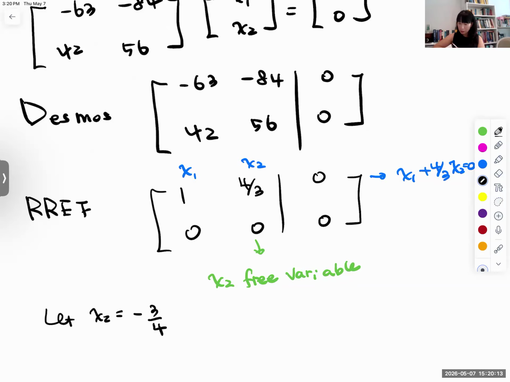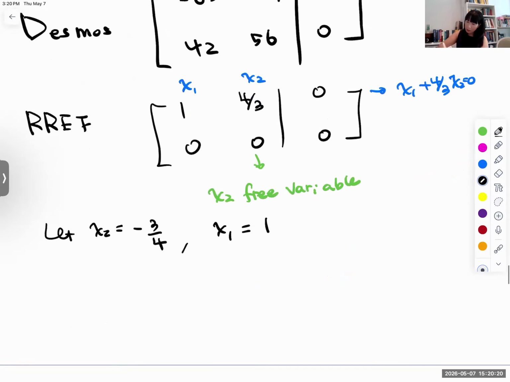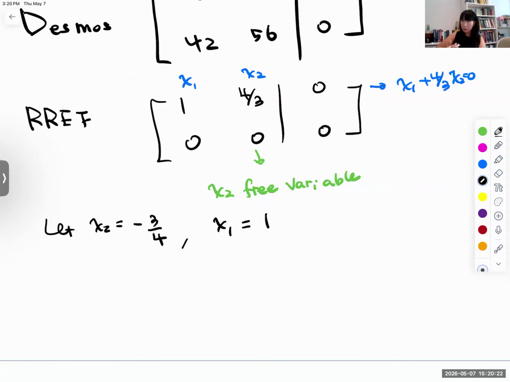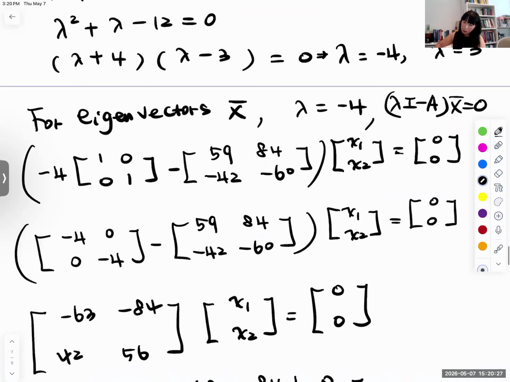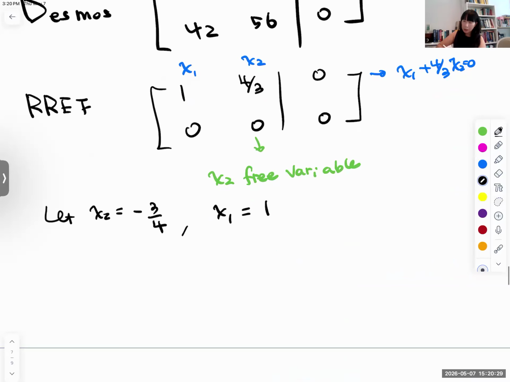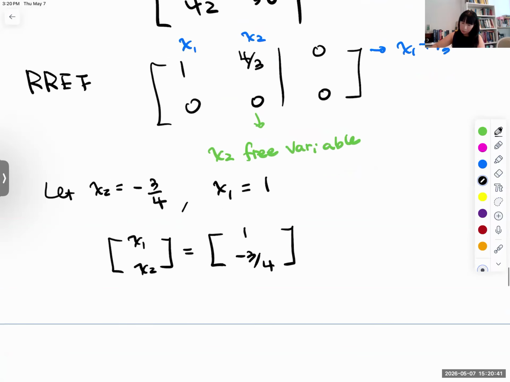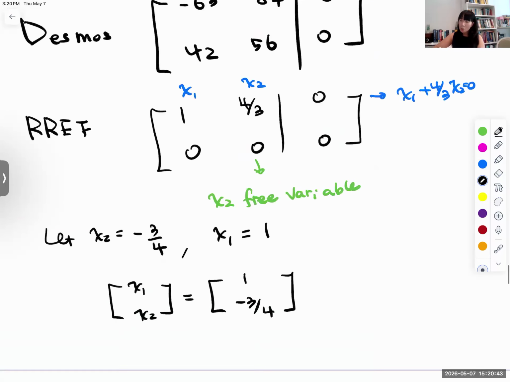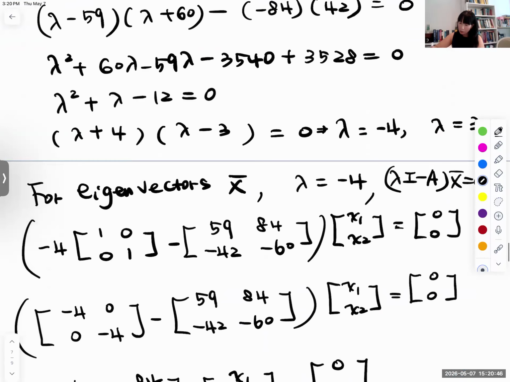You can pick anything, right? Okay, then x sub 1 will be a positive 1, right? Okay, then we have the first eigenvector when lambda equals negative 4. So x sub 1, x sub 2 equals 1, negative 3 over 4. Yeah. Okay, good.